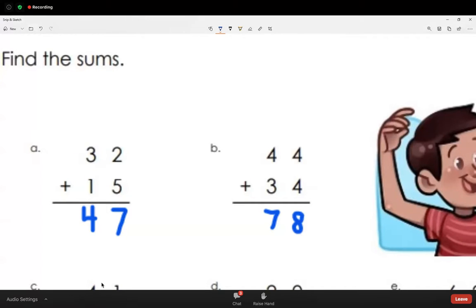All right, so great job with that, Sarah. What is that number? And yeah, so 74. What is this number? 78, exactly. Great job.